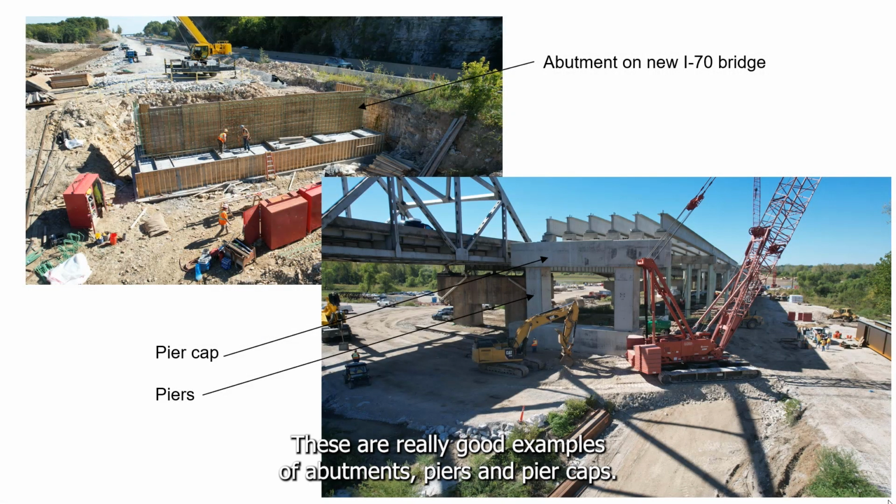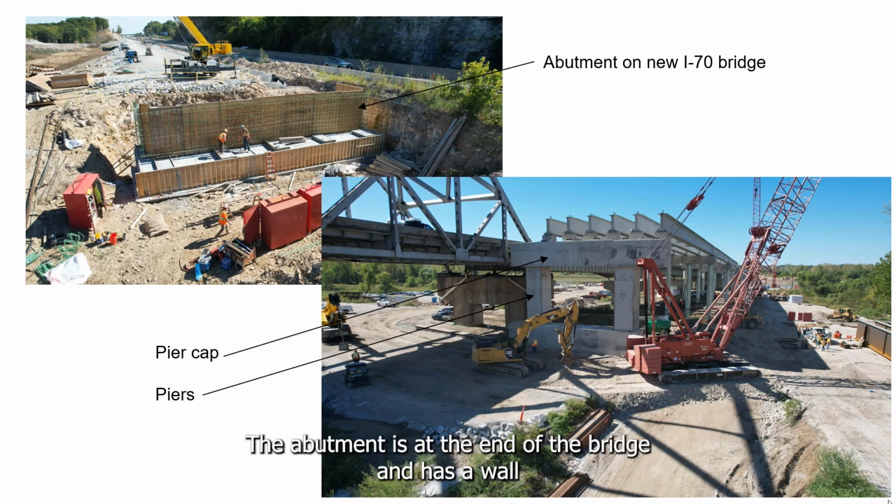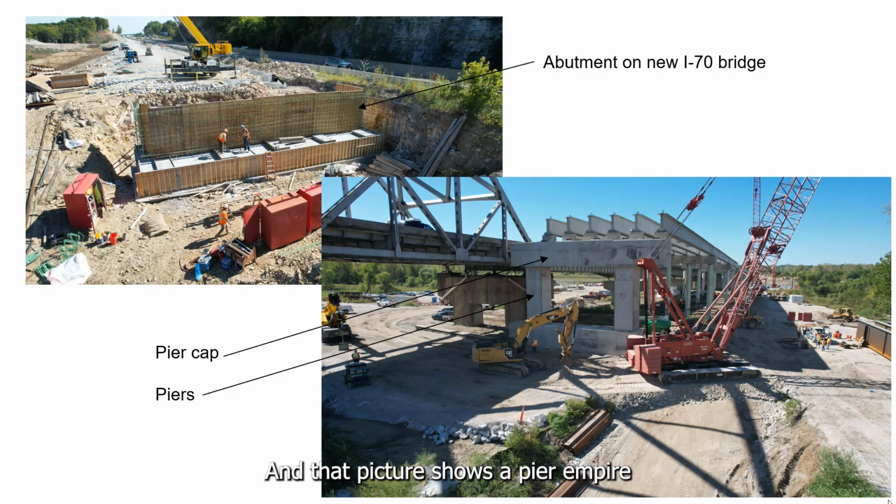These are really good examples of abutments, piers, and pier caps. The abutment is at the end of the bridge and has a wall that holds back the soil as well as places for the girders to sit. And that picture shows the pier and pier cap further along in the bridge.